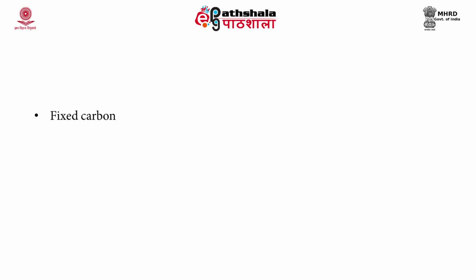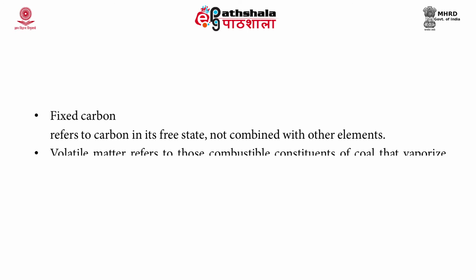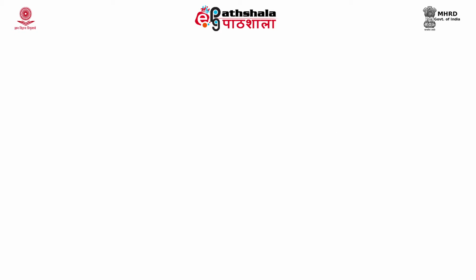It refers to carbon in its free state, that is not combined with any other elements, and it also determines the ability of the fuel or the efficiency of the fuel. And another one is volatile matter, which refers to those combustible constituents of coal that vaporize when coal is heated. How to measure these parameters?